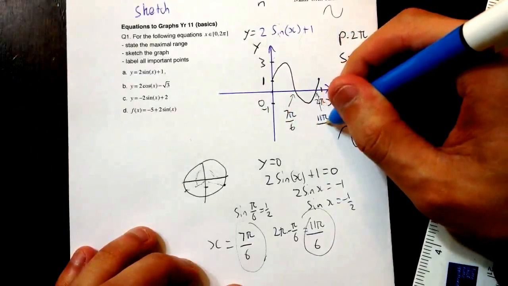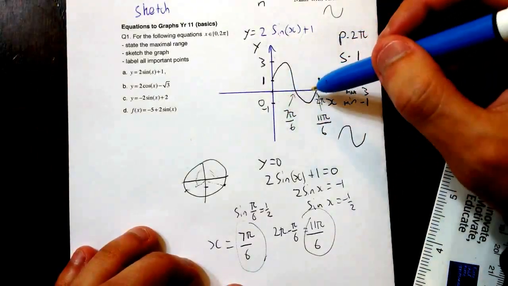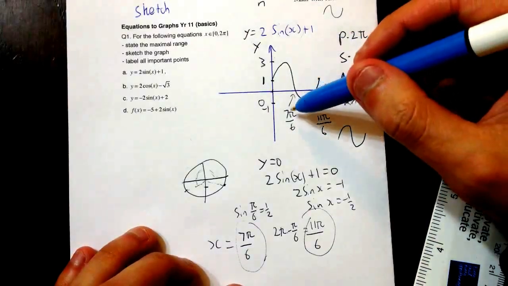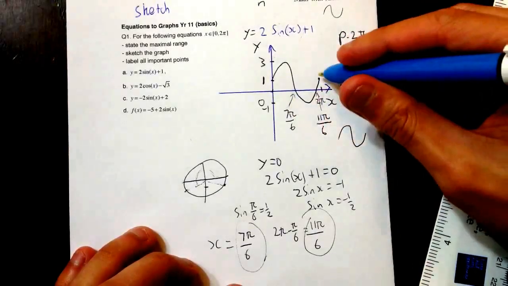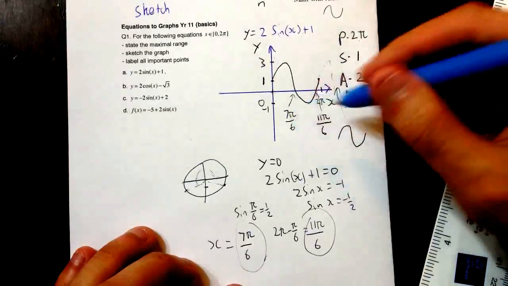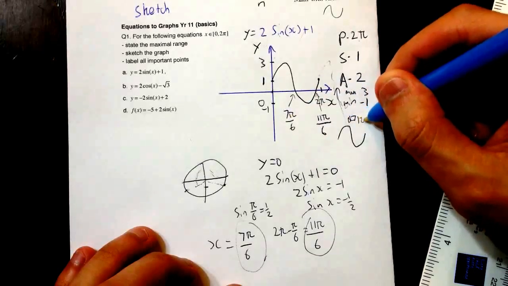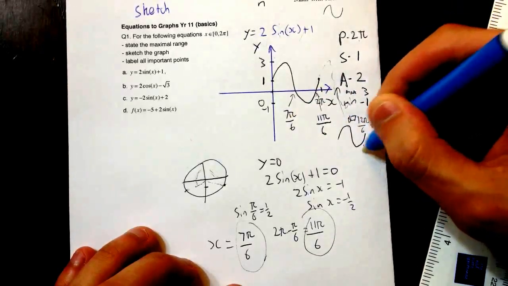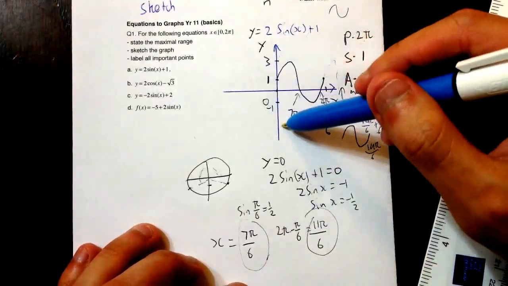Well, that's what we need. Poor grammar just there. And that's it. And if there were more cycles, we'd add periods to these, add another 2 pi because our period is 2 pi. So the next one up here, if we continue this along, this point over here would be 2 pi plus 7 pi on 6, which becomes 19 pi on 6, and so on and so forth. So that's how you do the basic graph.